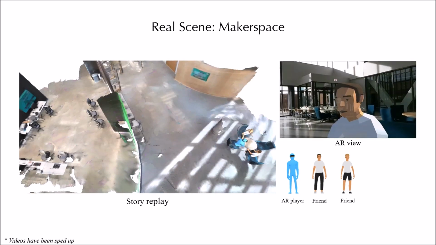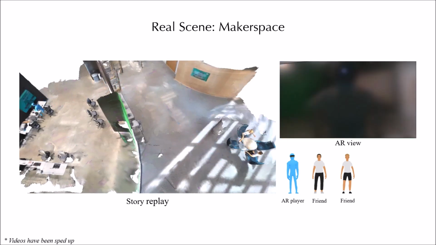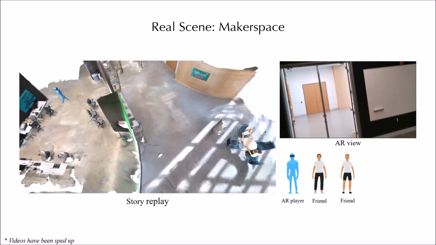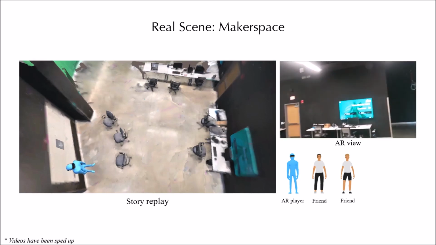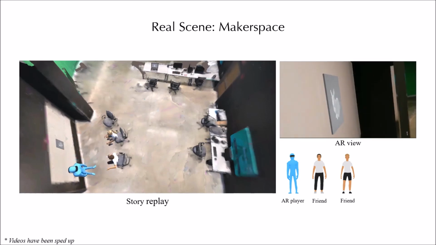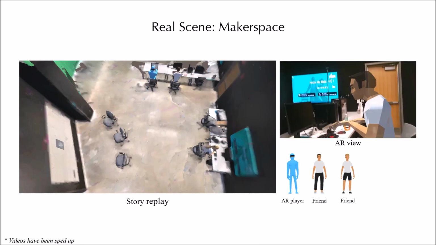For the story in a makerspace, the player and virtual characters discuss in the hallway about a 3D printing design. The player then submits a printing task and prints the design drawing. It then presents the designs to the other two characters, and they all go to edit the designs on computers after a discussion.